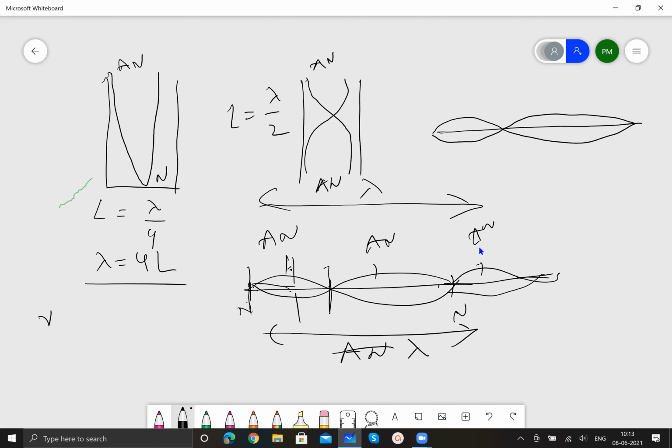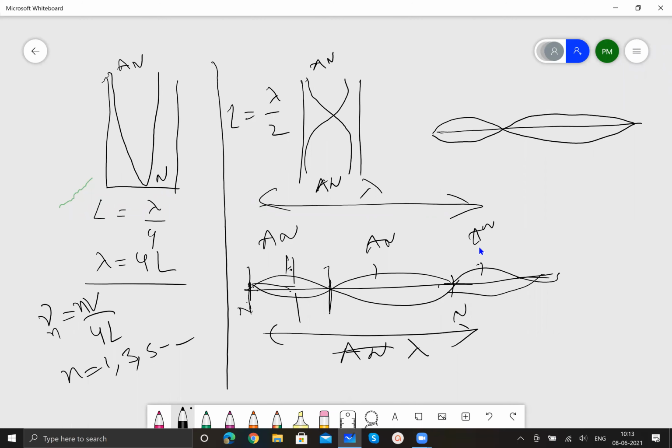And here the frequency is V by lambda, so V by 4L. Here the frequency of the nth harmonic is n into V by 4L. We'll get only 1, 3, 5, etc. Only odd numbered harmonics are present in a one end closed organ pipe.